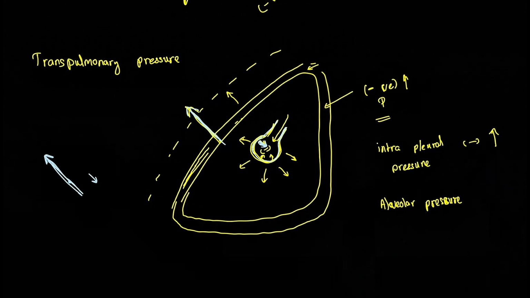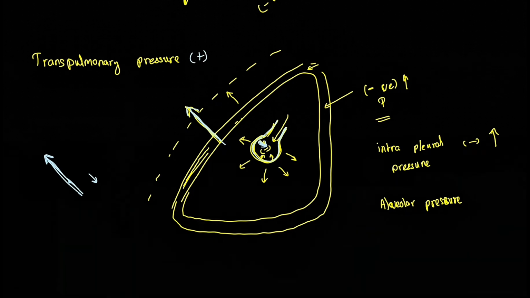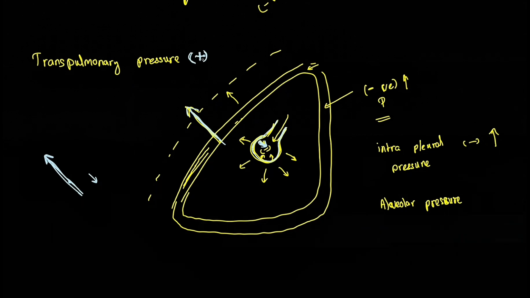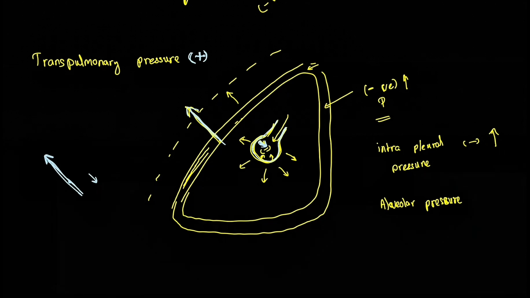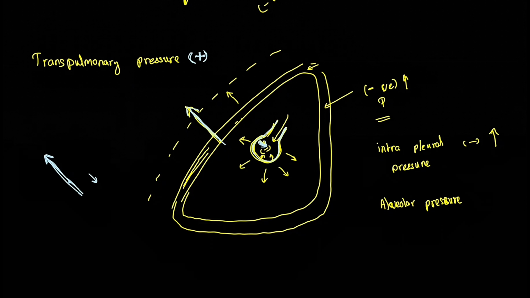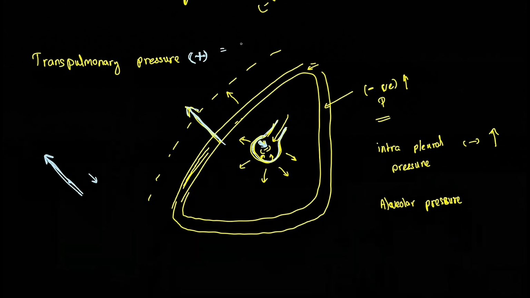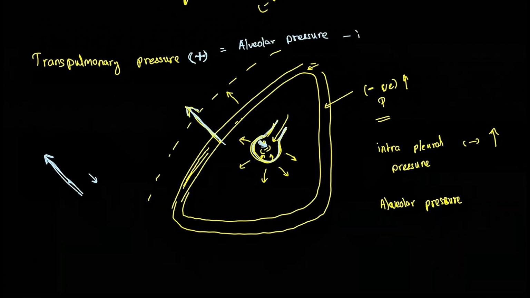So if the transpulmonary pressure is positive, then the lung will expand, or I would say it helps in expanding, right? If it's negative, then it will try to collapse the lungs. I will talk about how the transpulmonary pressure becomes negative. So what is transpulmonary pressure? It is the alveolar pressure minus the intrapleural pressure.